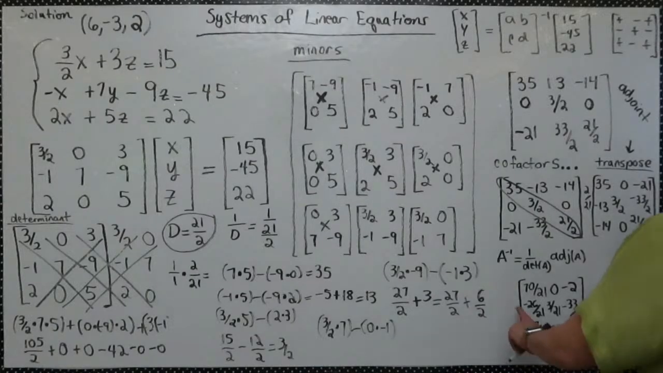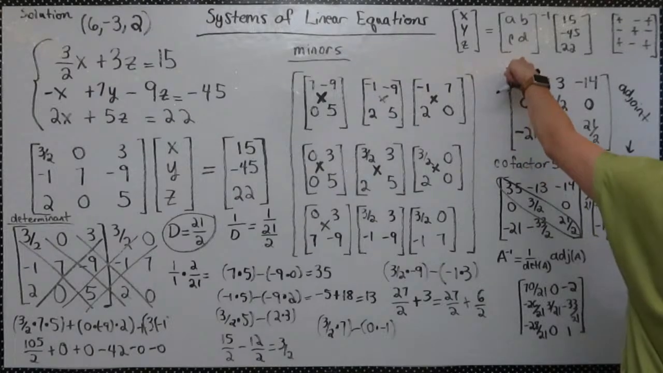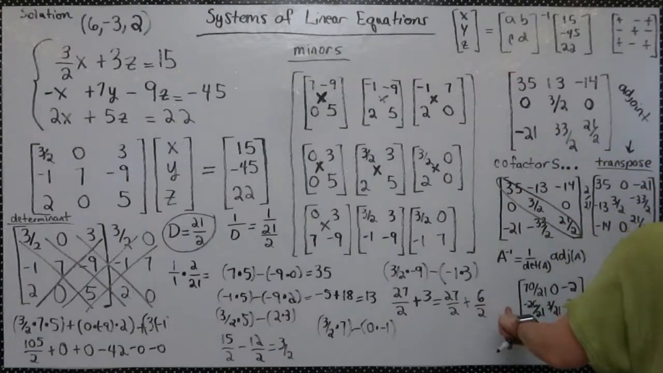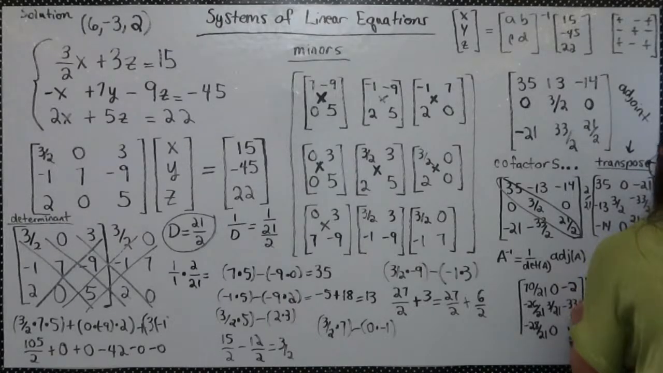All right. So per this formula, this is my A inverse. So all I have to do is multiply it by this single matrix to figure out the solution. See if I have room to do it. 15, negative 45, and 22.